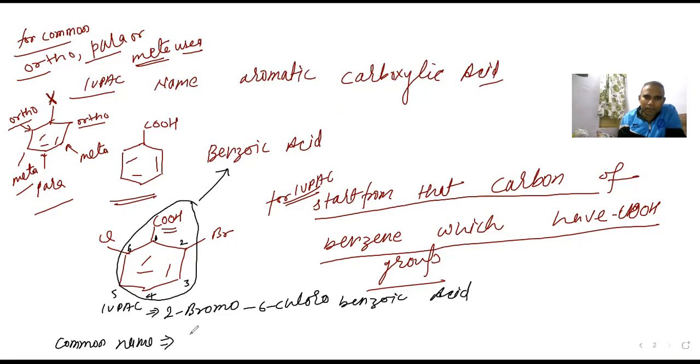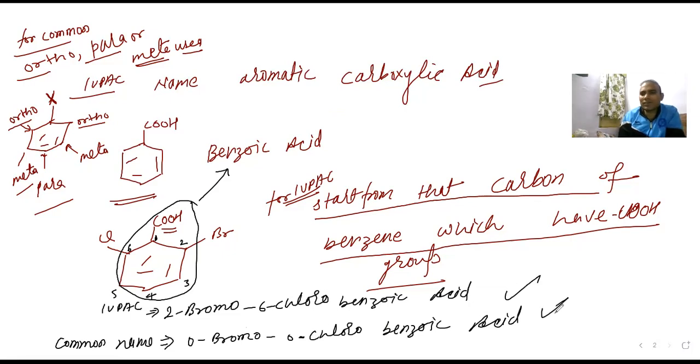That will be the IUPAC name. For the common name, we use ortho, para, and meta. For 2,6, ortho, the position is not required. Only ortho bromo, again ortho chloro. So it is ortho bromo, ortho chloro benzoic acid. Okay, sir. Slowly, slowly you will be able to understand this.